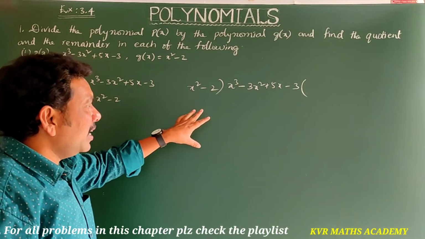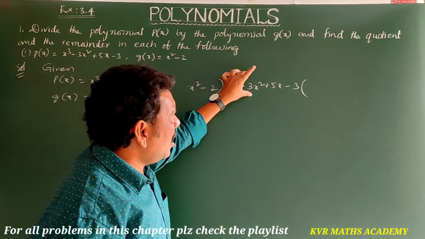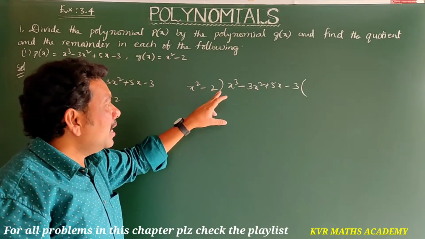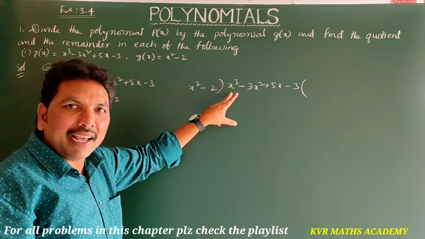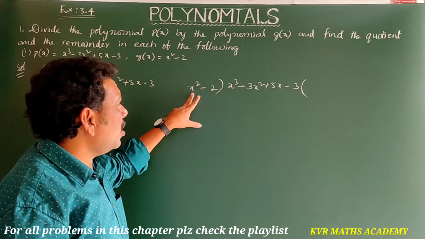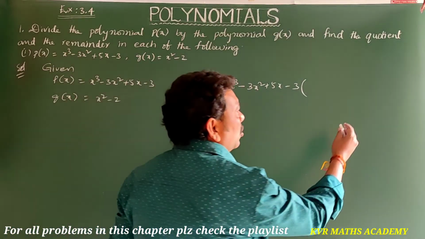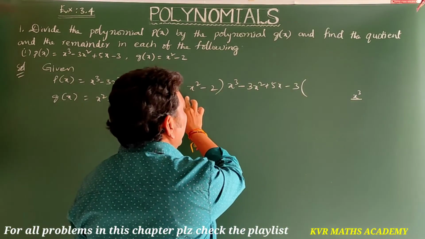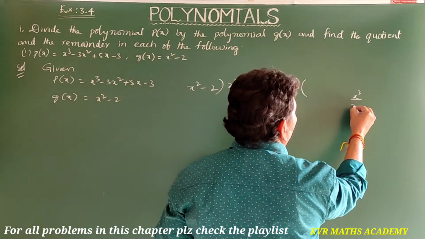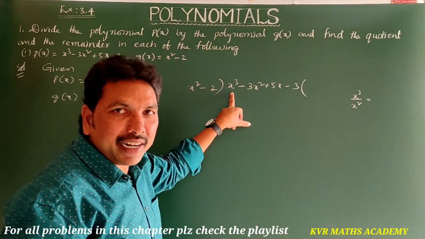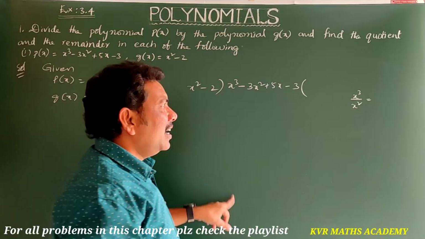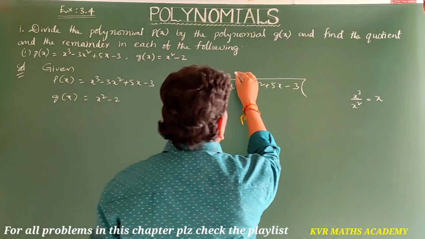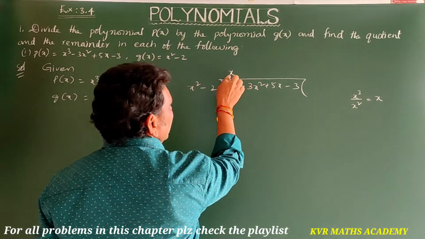See, first, this is the cubic polynomial and this is the quadratic polynomial. In the cubic polynomial, x cube is the first term. In the quadratic polynomial, x square is the first term. In the first step, we have to divide the first term in the dividend by the first term in the divisor. X cube by x square is? Yes, exactly, x. So the first term in the quotient is x.